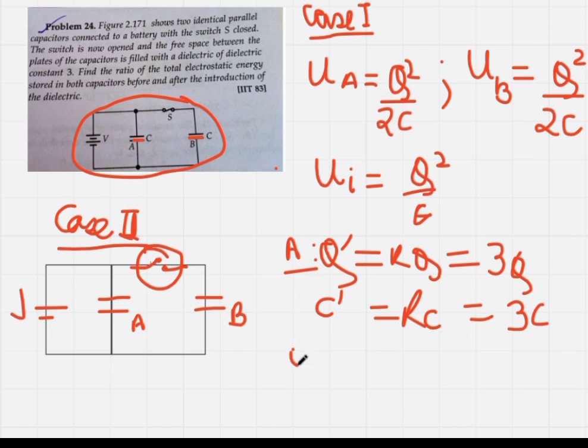After that, the final energy, or the energy for the second case in A, will be Q square by 2C, which means Q dash square by 2C dash. So that will be 9Q square by 2 times 3C, which is 6C.